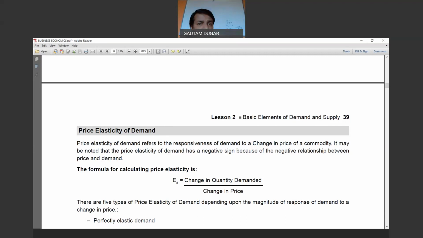And perfectly elastic demand: elasticity equals to infinity is a case of perfectly elastic demand. It happens when there is 0% change in price. Percentage change in price is the denominator, and suppose there is a 5% change in quantity demanded. That is, without any change in price, demand is changing in either direction. Demand may increase or decrease, but the price is constant. That is called perfectly elastic demand.